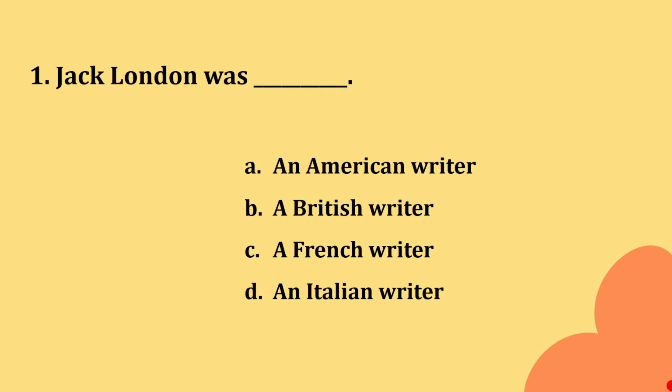And the very first question we have: Jack London was, options are A, an American writer, B, a British writer, C, a French writer, and D, an Italian writer. Mark down your answer or option, and please, if it is correct, tick right before that correct answer you put in your notebook. And the correct answer is A, American writer.